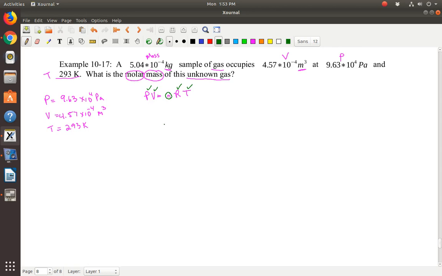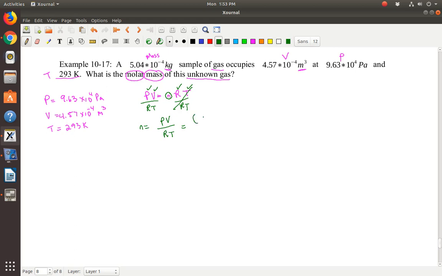This is one of those times when you use a formula to help you get to where you're going, even if you're not absolutely sure what you're doing yet, okay? So I'm going to figure out the number of moles. I'm going to solve for n by dividing by RT again, so that now n equals PV over RT. And I'm going to put my stuff in.